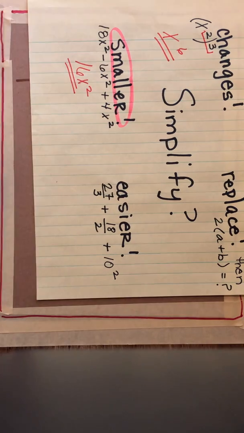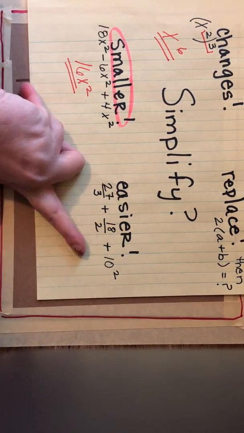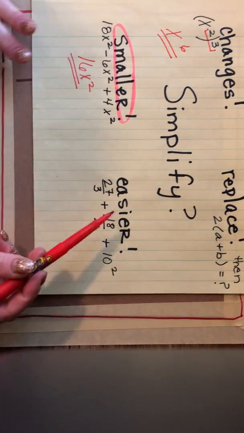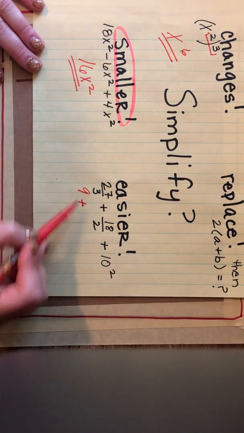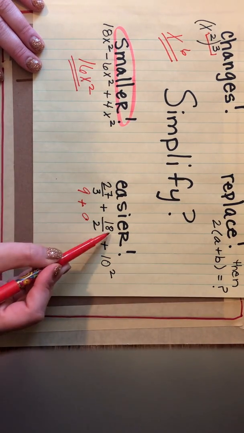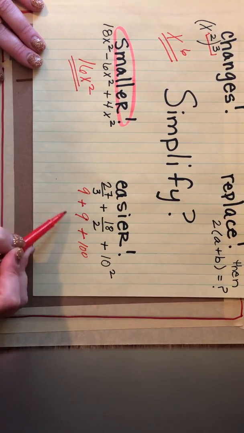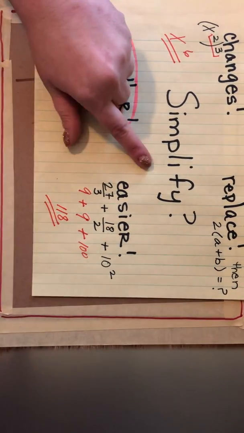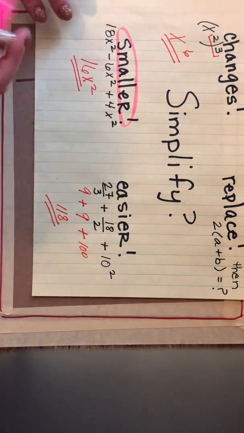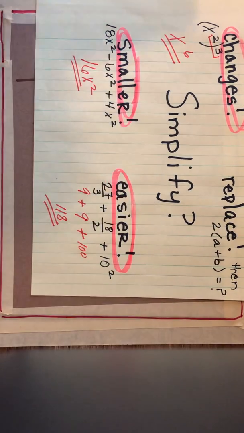Or over here, 27 over 3. Another way to simplify things is to make things easier. All this just looks janky and scary. But if we actually work the fractions out, 27 over 3 is 9, plus 18 over 2 is 9. Tricked you. 10 squared is 100. This makes 118. Oh my gosh, we simplified. So simplify means make it smaller, change it somehow, make it easier looking, all by doing legal math.